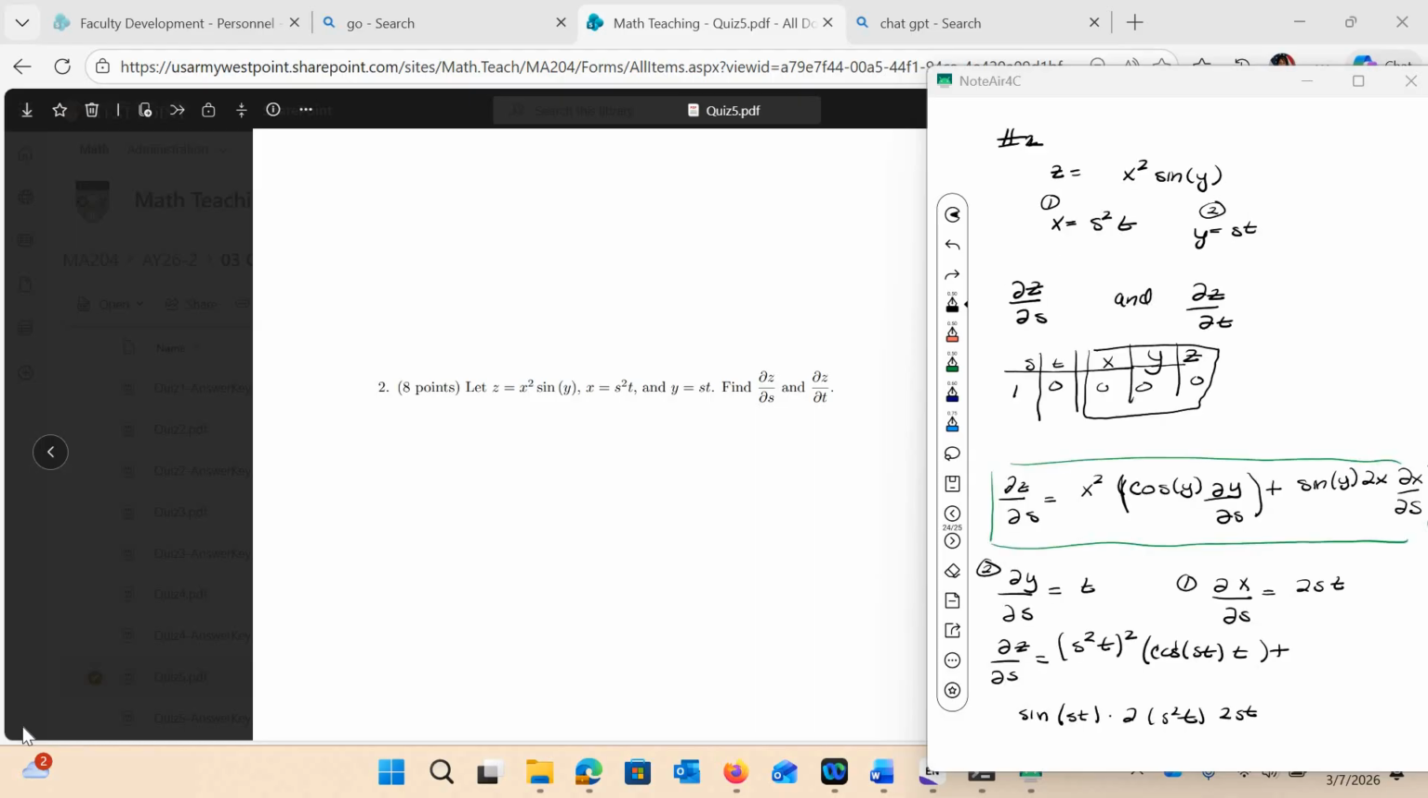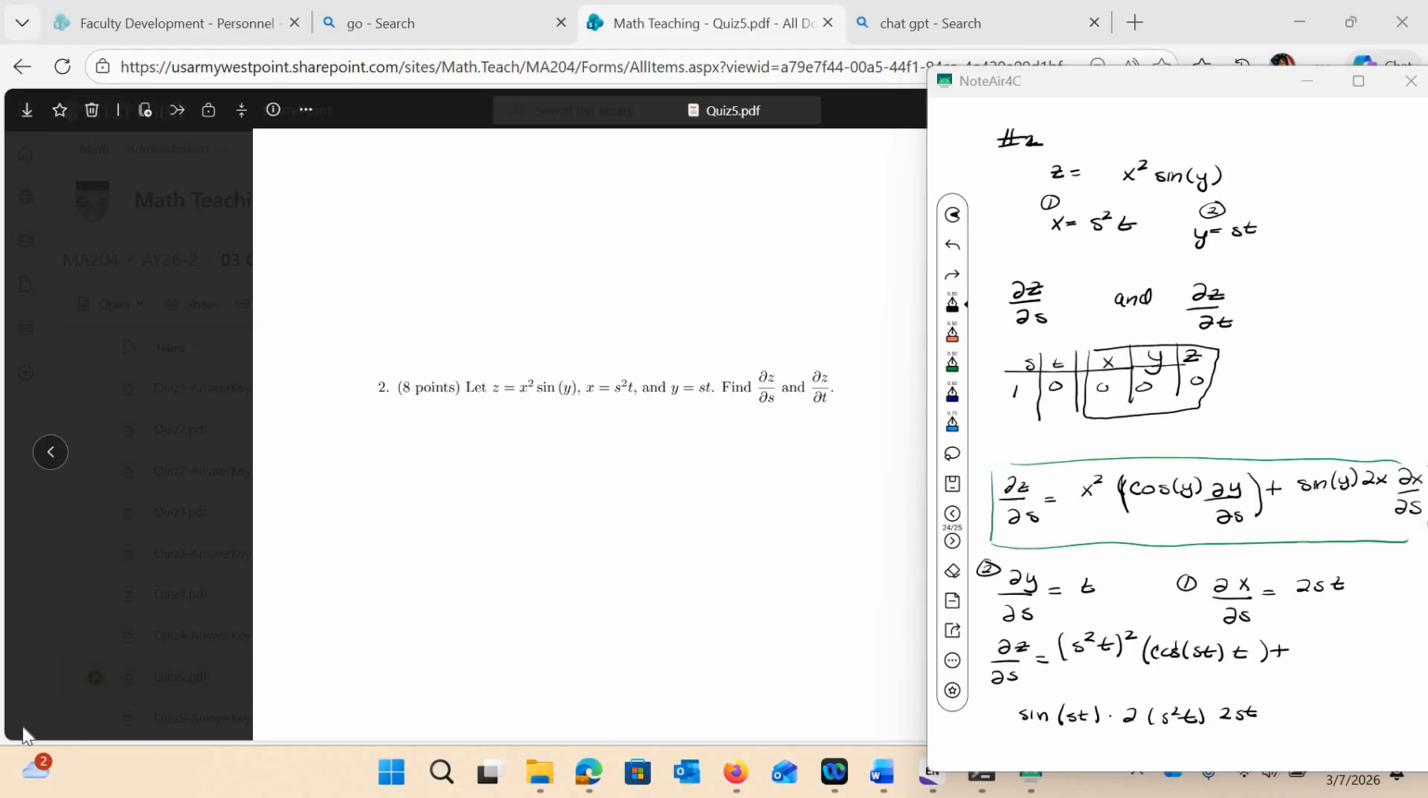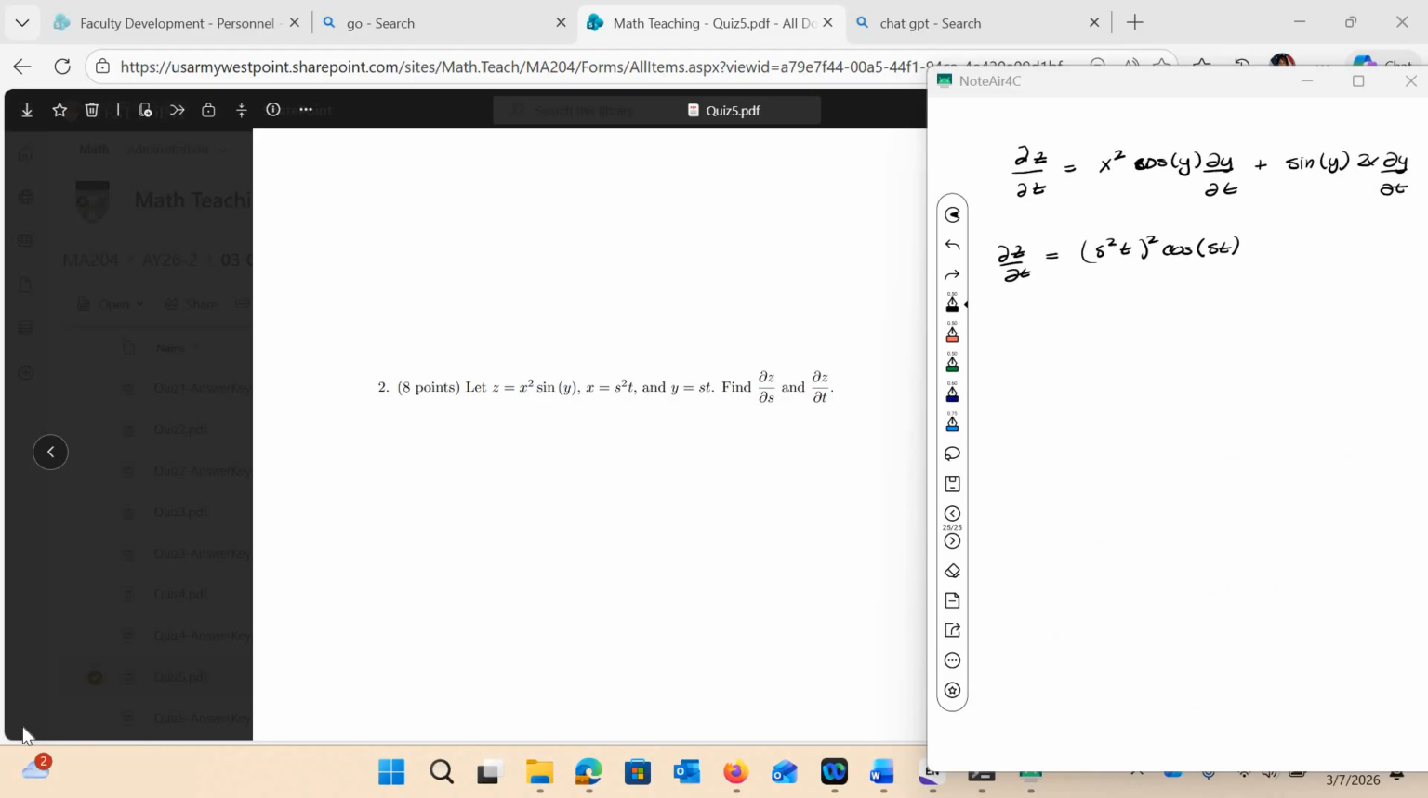We're going to go back here. Well, I have it in front of me. Instead of x, I'm going to put s squared t squared cosine. Instead of y, I'm going to put st. Instead of the partial of y with respect to t, I just computed that over here. The partial of y with respect to, oh, I haven't done it, so let's do it down here. The partial of x with respect to t is going to be s squared, and the partial of y with respect to t is equal to s. And I just got that from the original definitions like I did before.